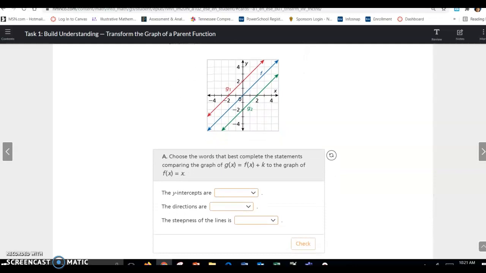All right, choose the words that best complete the statements comparing the graph of g of x equals f of x plus k to the graph of f of x equals x. In each of these, we can see that the y-intercepts are different. The directions all go up from left to right, so the directions are the same. And the steepness of the line, the slope of each one, is the same.